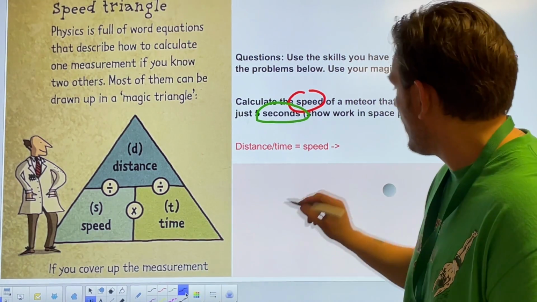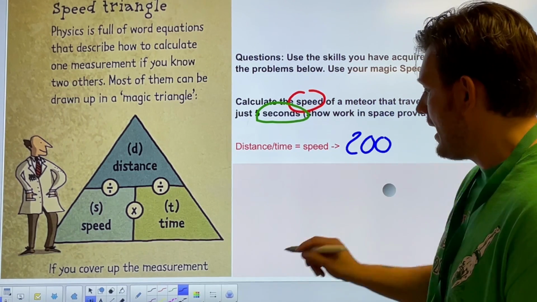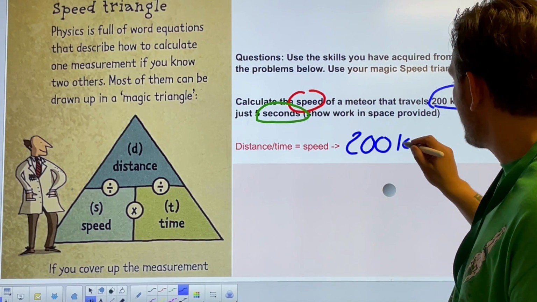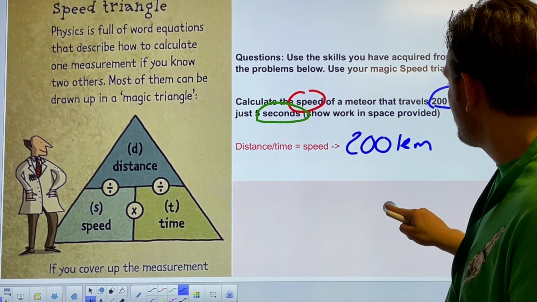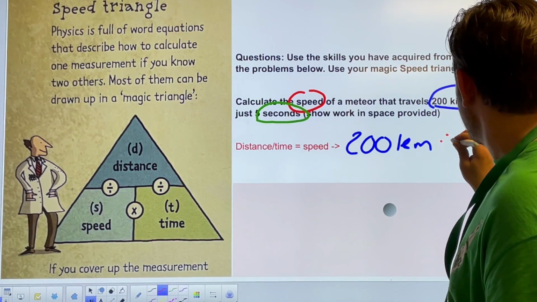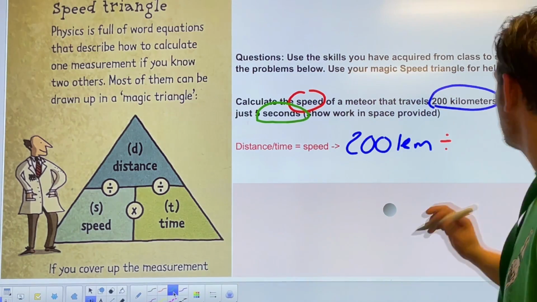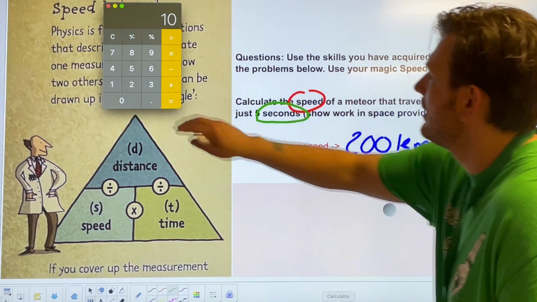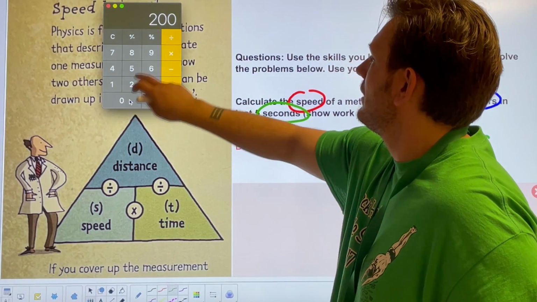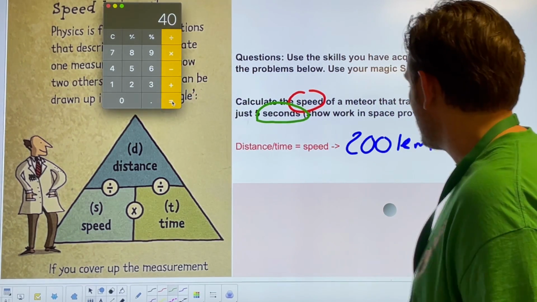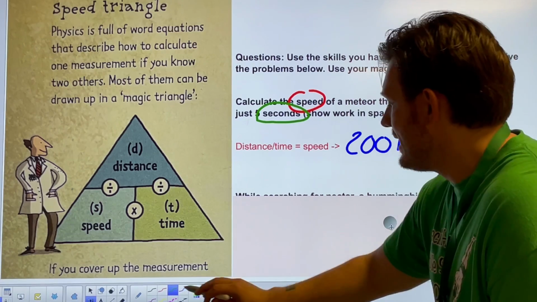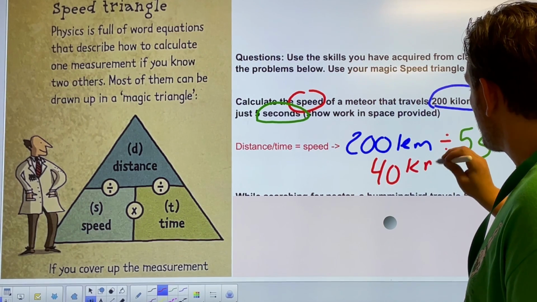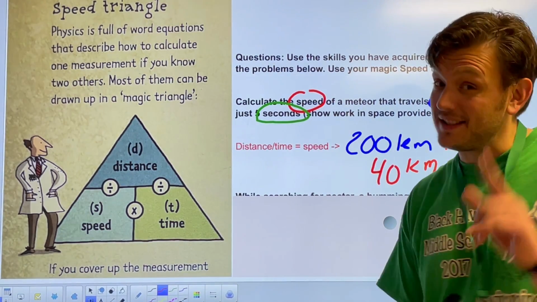I would write out the 200, let me make sure I have my kilometers. I always write my units because scientists, we have to have that. That's km. And then I'm going to divide that by the 5 seconds on here. So divided by 5 seconds, okay? How do we figure that out? Well, let's do the calculator real quick. I would go 200 divided by 5, and that gives me 40. That means that that meteor is traveling at a speed of 40, and I keep my units, kilometers per second. Okay, that's a fast-moving meteor.